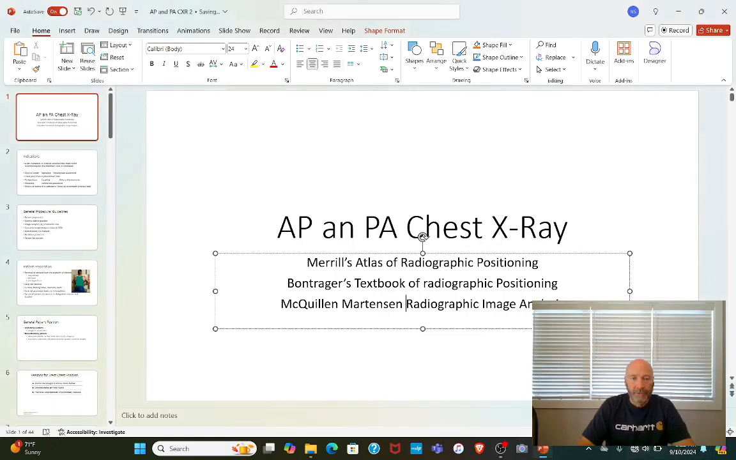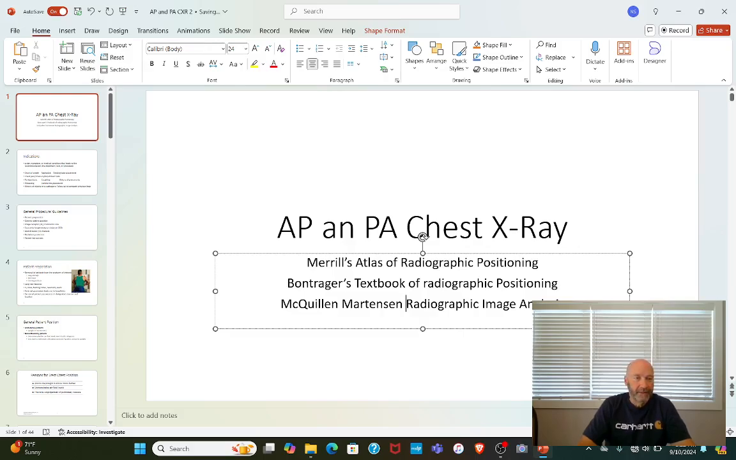What we're going to do today is walk through AP and PA chest x-ray, and we're going to look at the textbook positioning both out of Merrill's and Bontrager's, and then we're going to look at correction for mispositioning, and those images are going to come out of the Martinson Radiographic Image Analysis book.